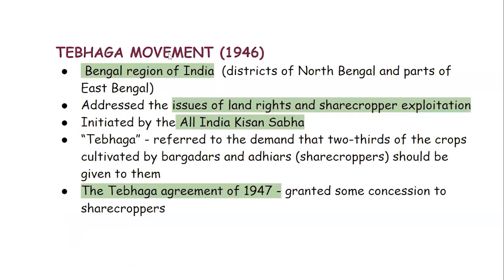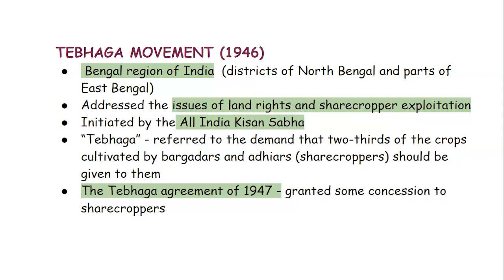Now, about Tebhaga movement, this Tebhaga movement began in 1946 in the Bengal region of India, specifically in the districts of North Bengal and parts of East Bengal. It was a significant peasant movement that sought to address the issues of land rights and sharecropper exploitation. So the aim of the movement was to address the issues of land rights and sharecropper exploitation.